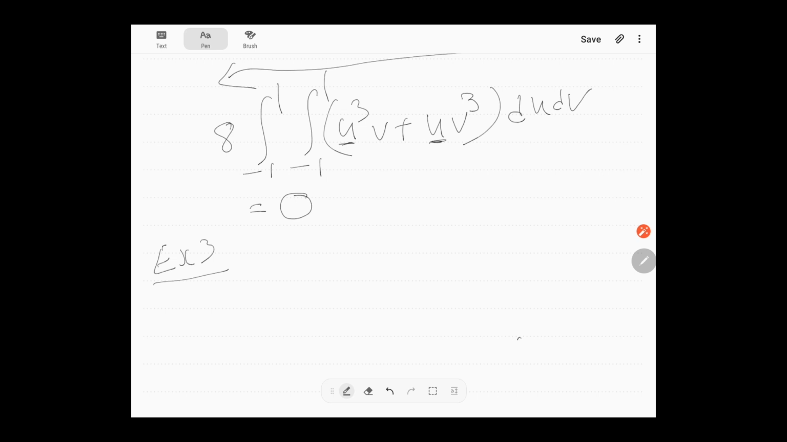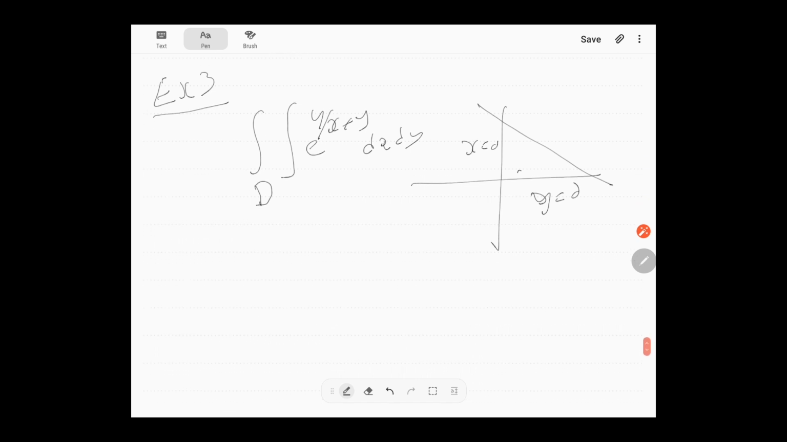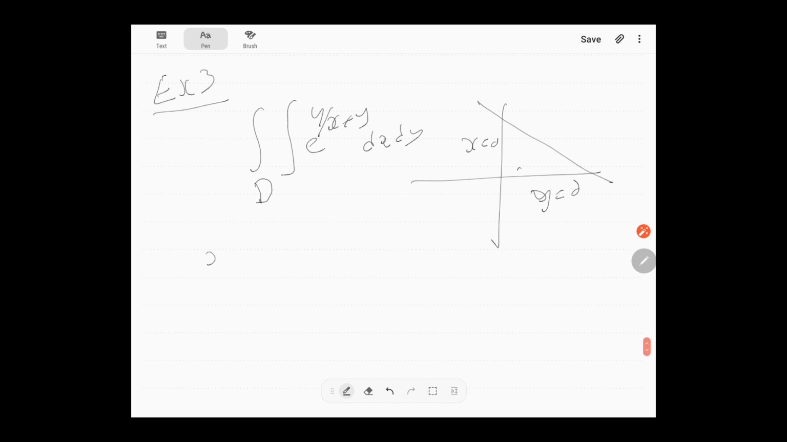Example 3. So what we have is integral e power y by x plus y dx dy. Some reason he has given as D, that D is x is 0, y is 0, x plus y is equal to 1. Now this is the substitution I am making, that u is x plus y and y is uv. From this if I calculate, x is equal to u minus y, means u minus uv, and y is uv only.